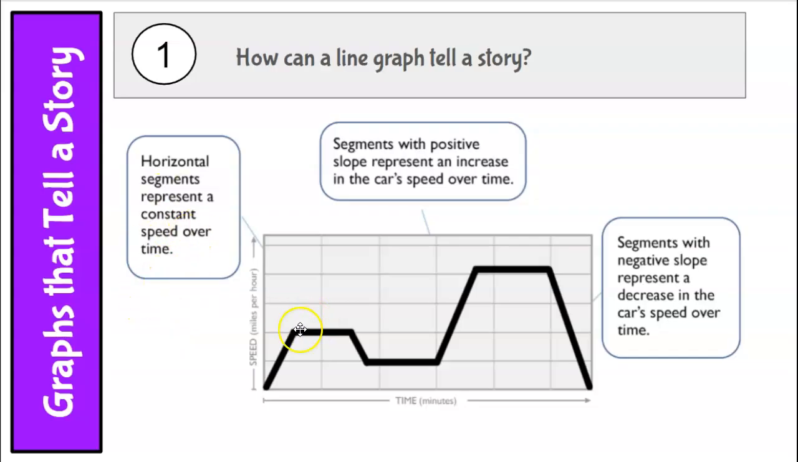Horizontal segments represent a constant speed in this case over time. Segments with a positive slope represent an increase in the car's speed, or whatever's on the y-axis, whatever we're measuring. And then segments with a negative slope represent a decrease in the car's speed over time.